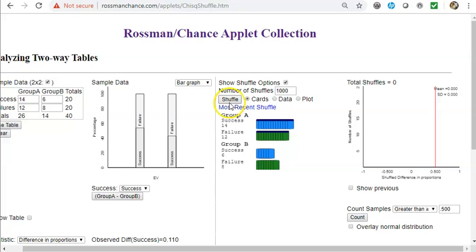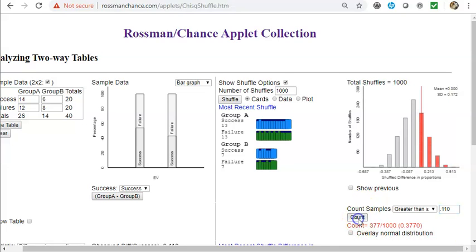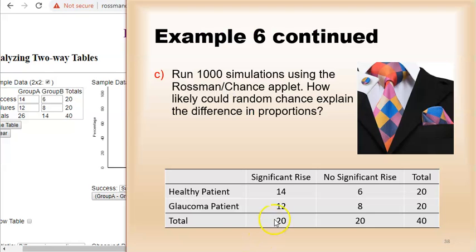So run 1,000 simulations, and I get 0.110 count, and I see that the count is 38%. So that tells me that the probability for random chance is about 38%. So not much less random than flipping one coin. So random chance is a pretty good explanation for the difference between healthy patients and glaucoma patients.